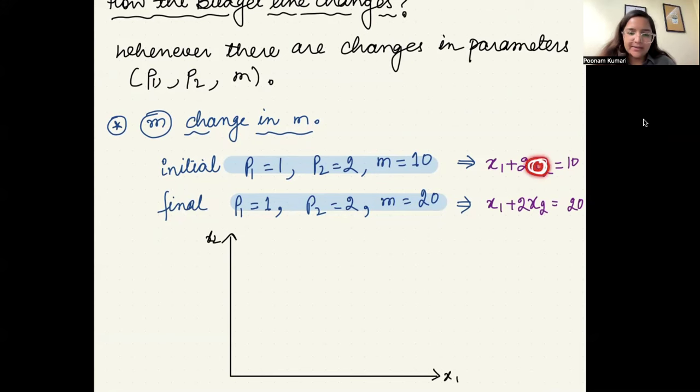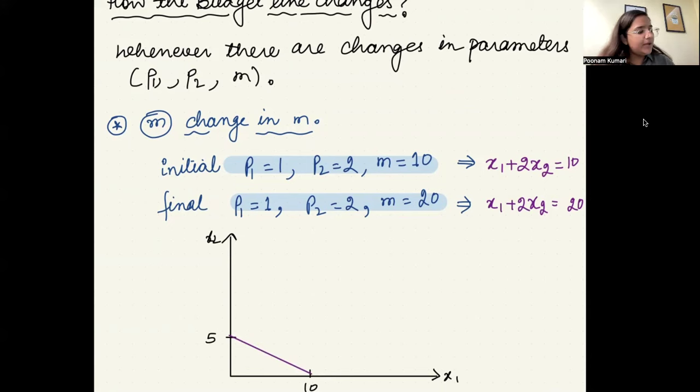10. So I plot it here. This is 10. Okay, perfect. Now when the value of x1 is 0, what will be the value of x2? 5. So I plot 5 here. And for making a straight line, I just need 2 points. I will just join these 2 points, and this is my budget line. Right?